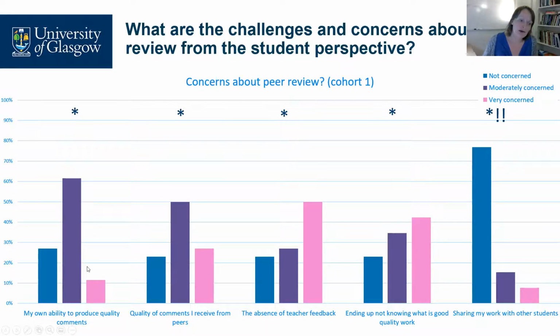So it seems they were concerned about their own ability to produce comments and also the quality of the comments that they received from peers. So overall, they were worried about students' ability to produce comments. They were still concerned about the absence of teacher feedback, which is interesting, even having gone through this whole process of reviewing other people's work and getting feedback, which they seemed to benefit from. Still, it seemed that they just wanted a teacher to tell them what to do here.